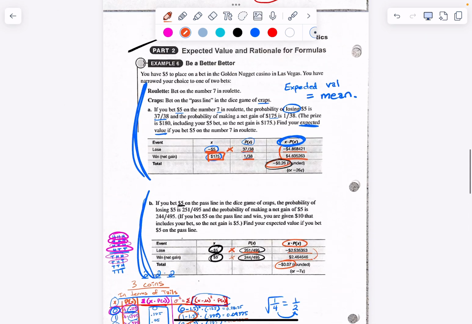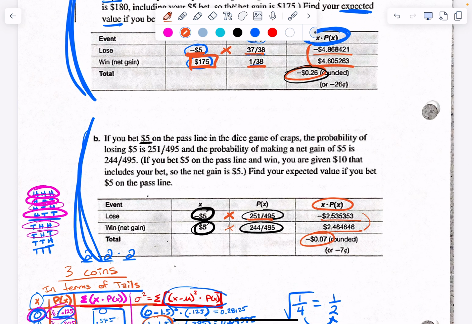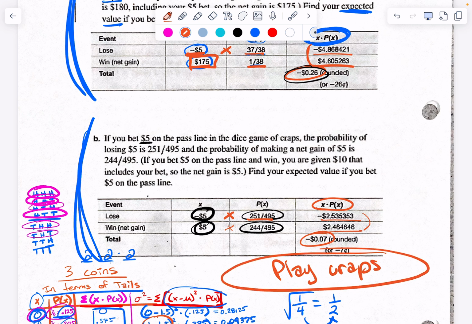Which one should you choose? Which game should you play? The second one. You should play neither of them, because no matter what, you're going to average out to a negative, right? But which one do you lose less? B, play craps. I mean, if you have to play, you should play the craps game because you're going to end up losing less. You lose less.